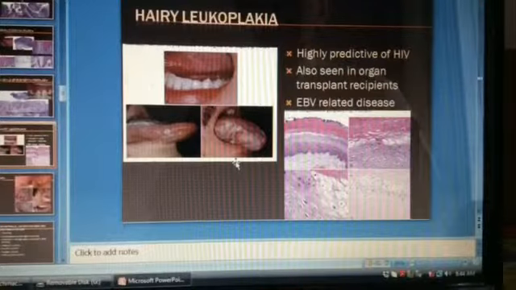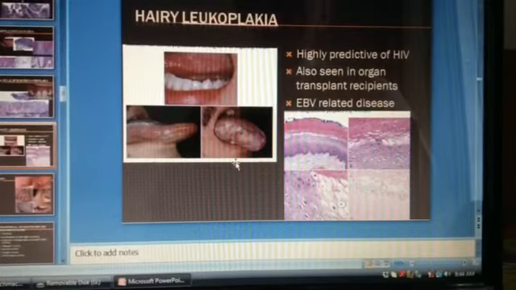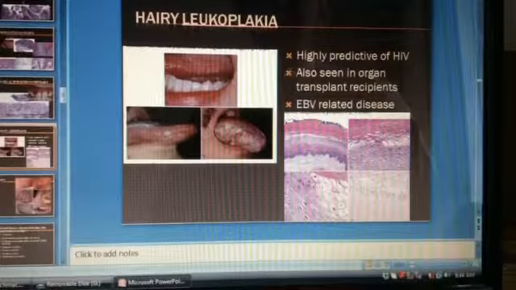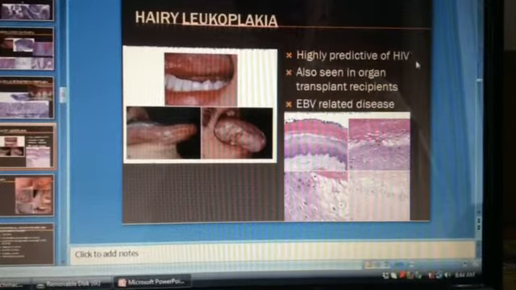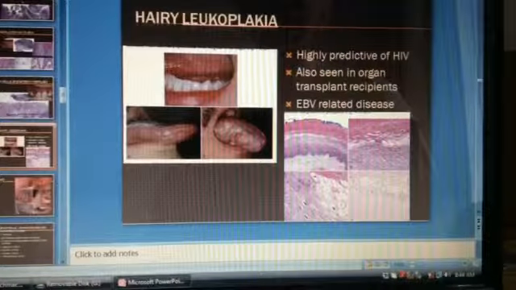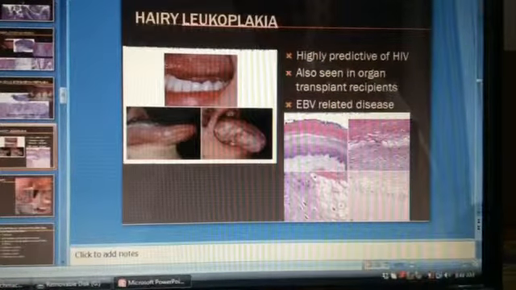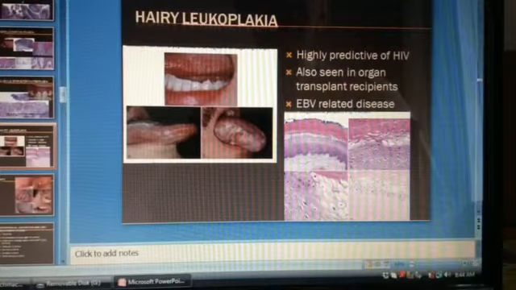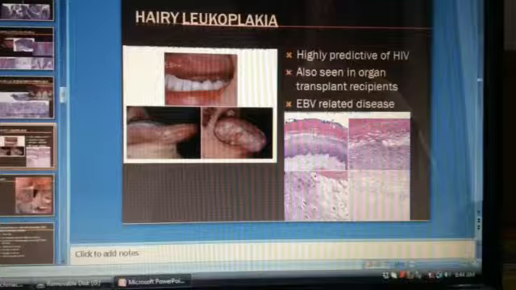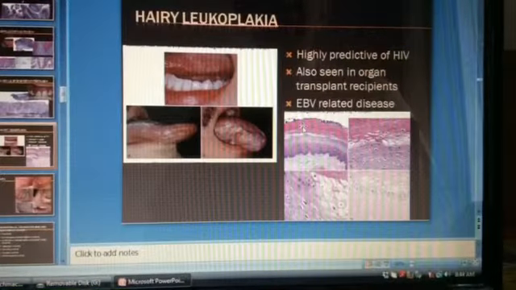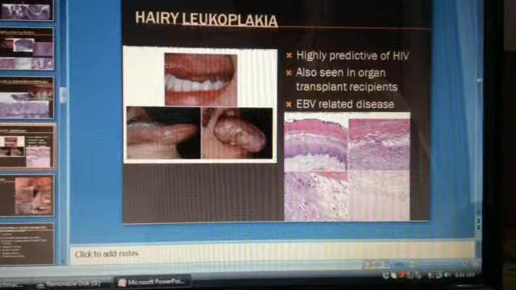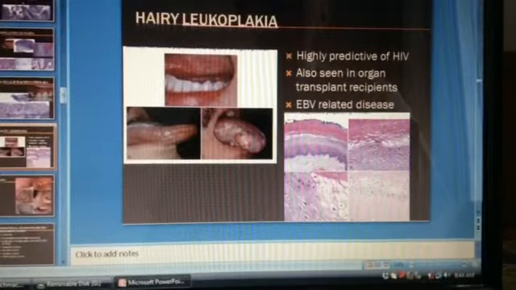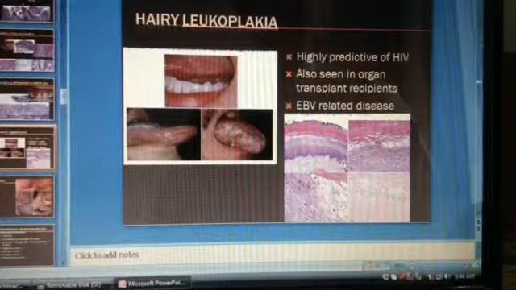I'll comment also about hairy leukoplakia, which can also be a diffuse lesion. Here you see it along the tongue. This is highly predictive of HIV infection, but it can also be seen in organ transplant recipients. It's felt to be an EBV-related squamous hyperplasia that results in this very characteristic hyperkeratosis type of appearance that, as you see, is not highly vascularized and so appears as a white type of lesion.